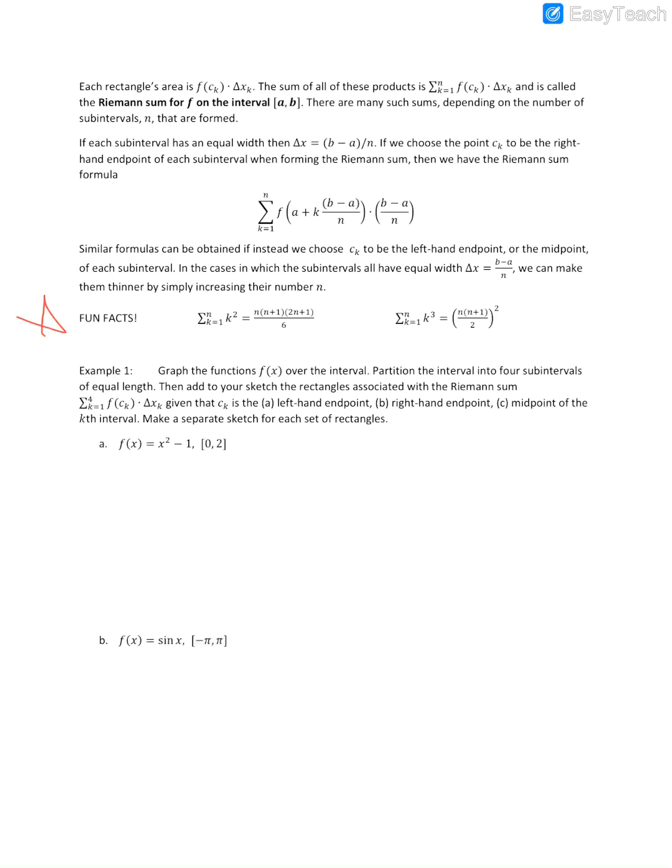So maybe put a big star by these fun facts. Try to remember that these exist so that you can look back in your notes when you come across them and use the formulas. Save yourself oodles of time.